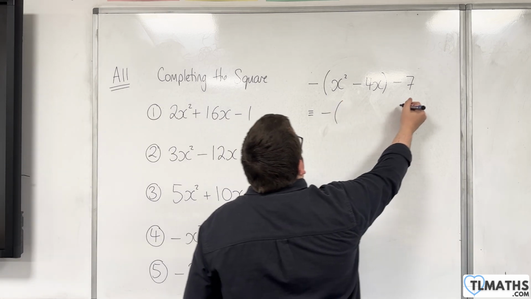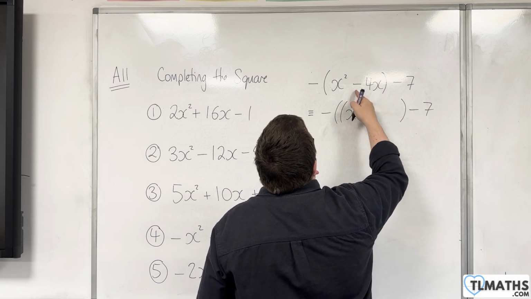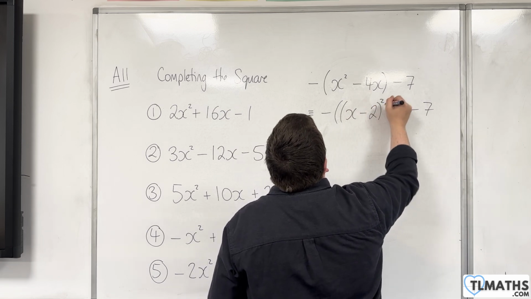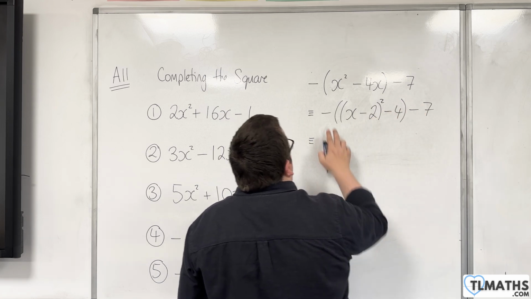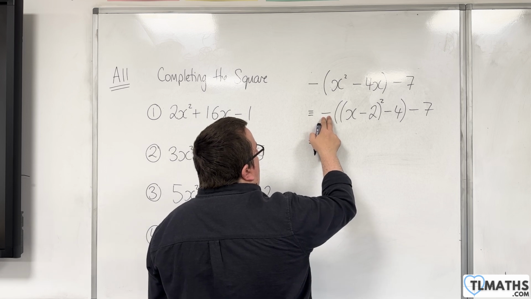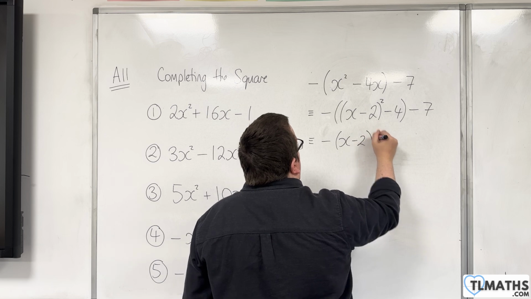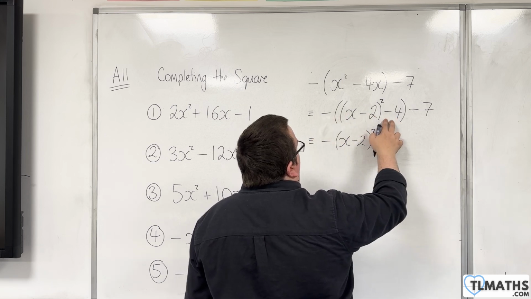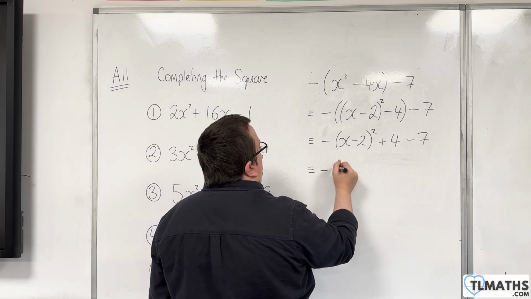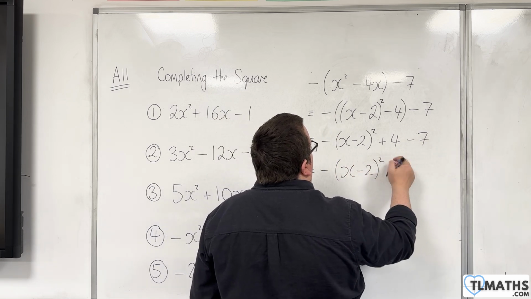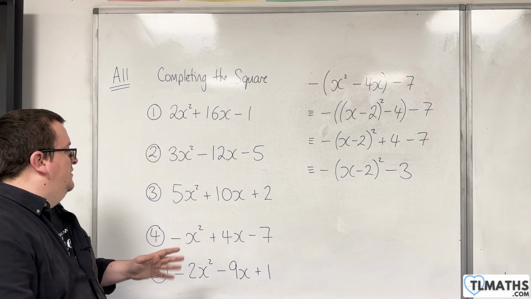Okay, we've got the minus. We need to complete the square on what's inside the bracket. So x, then take away half of 4, so 2 squared, then take away 2 squared. Now remember, this is a minus 1 when we multiply the brackets out. So minus 1 times x take away 2 squared, so minus x take away 2 squared. Minus 1 times minus 4 is plus 4, and we've still got the minus 7. So minus x take away 2 squared plus 4 take away 7, so minus 3. And so that's number 4.